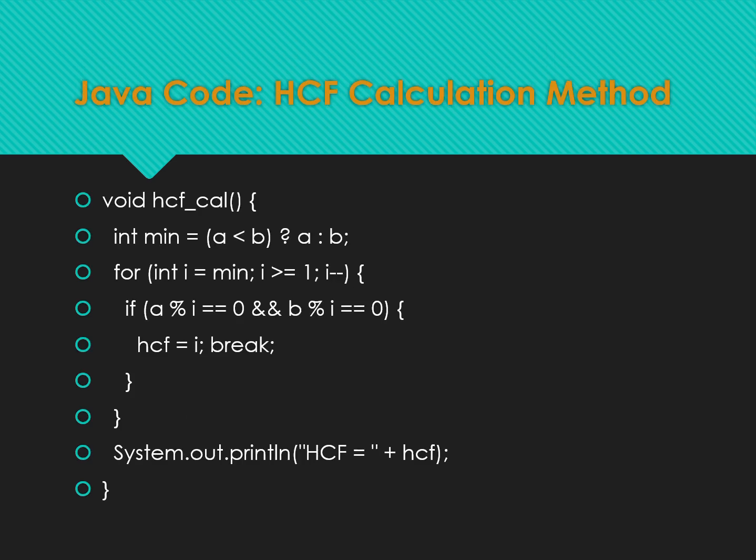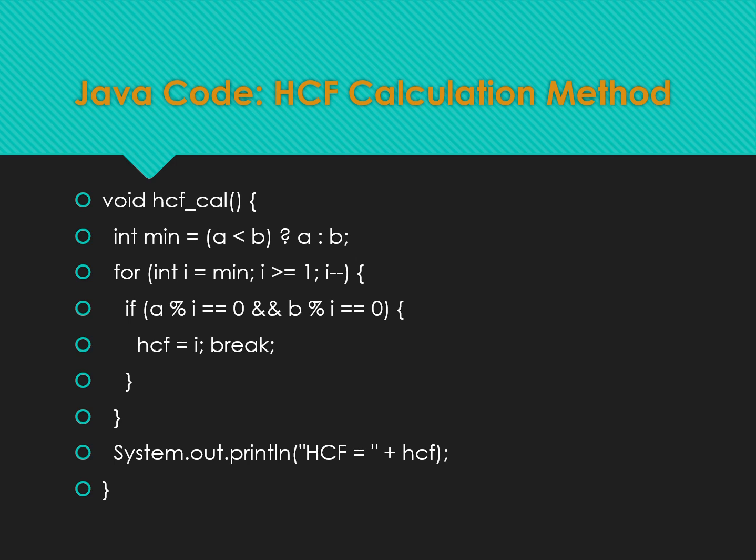To calculate the highest common factor, or HCF, we follow a simple but effective logic. First, we determine which of the two numbers, a or b, is smaller. This is important because the HCF cannot be greater than the smaller number. Next, we use a loop that starts from this smaller number and goes down to 1.